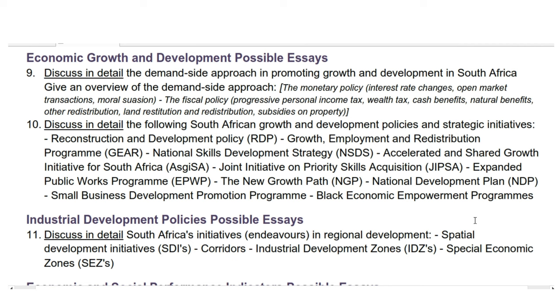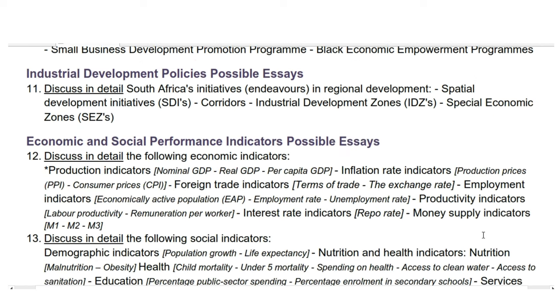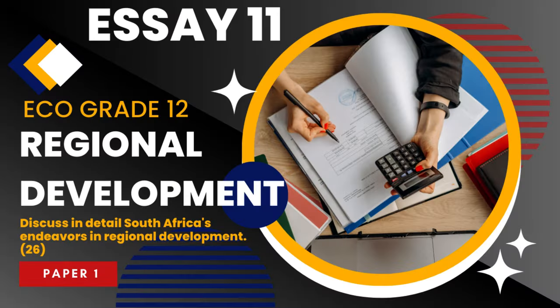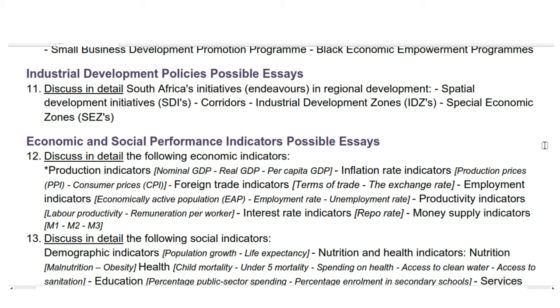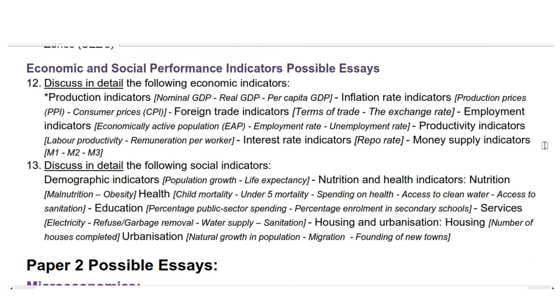Under Industrial Development Policies, we have one possible essay. Essay number 11. Discuss in detail South Africa's initiatives and endeavors in regional development. A. Spatial Development Initiatives, SDIs. B. Corridors. C. Industrial Development Zones, IDZs. D. Special Economic Zones, SEZs. Under Economic and Social Performance Indicators, we have two possible essays and they are 12th and 13th on our list.